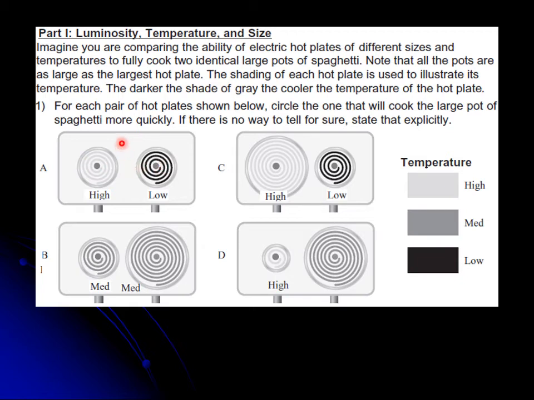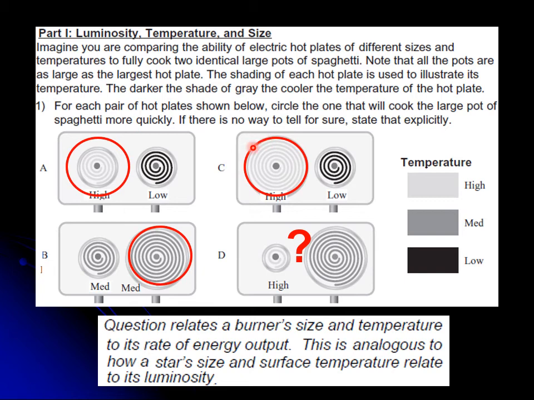Between these two, which one would cook the spaghetti more quickly? Well, they are the same size, but this one is hotter. This one is cooler. It has low temperature. That means that it would be A. In this case, I'm jumping ahead. In this case, this one is not only hotter, but it's also larger. So it's going to be faster. In this case, we have the same temperature, but one burner is small and the other one is large. So in this case, it's going to be the large one.